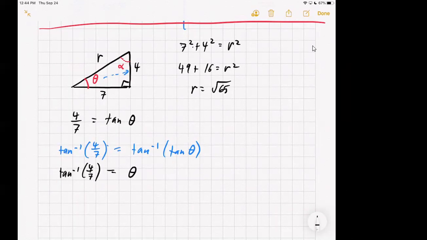You can put this into your calculator and you will get a first quadrant answer. Remember, the inverse tangent could give us first or fourth quadrant, but clearly this is a positive ratio, so it will end up giving us a first quadrant answer. So that's how you would solve that one.